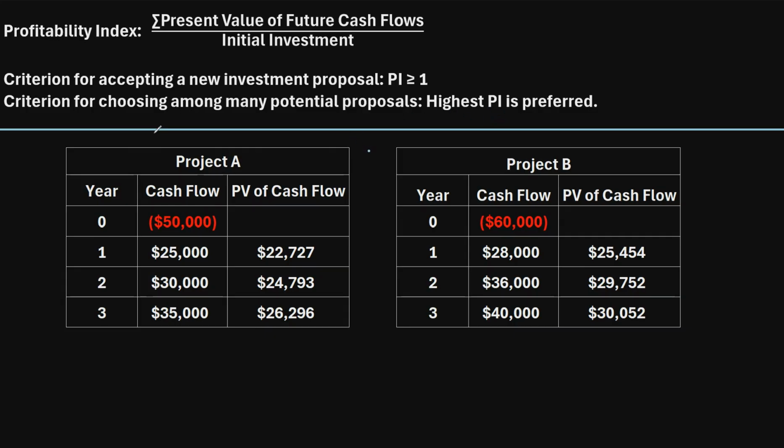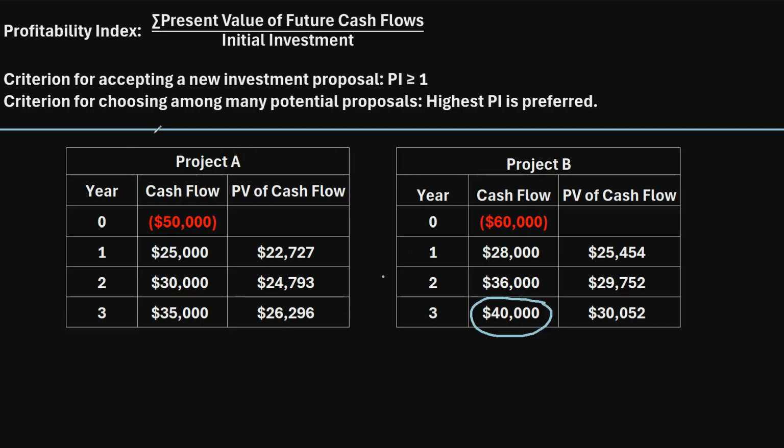Let's say we have two potential projects we're considering, Project A and Project B. These tables show the cash flow that each project is projected to earn for 3 years. So for Project A, we can see that it requires an initial investment of $50,000 to get it off the ground. In year 1, we project that this project will cash flow $25,000. In year 2, we project it will cash flow $30,000, and in year 3, it will do $35,000. Now, we can compare that with Project B, which requires $60,000 as the initial investment. And we project that in year 1, it will do $28,000, year 2, it will do $36,000, and in year 3, it will do $40,000.